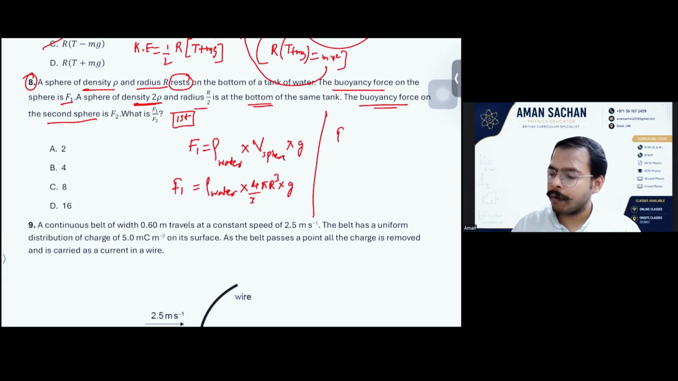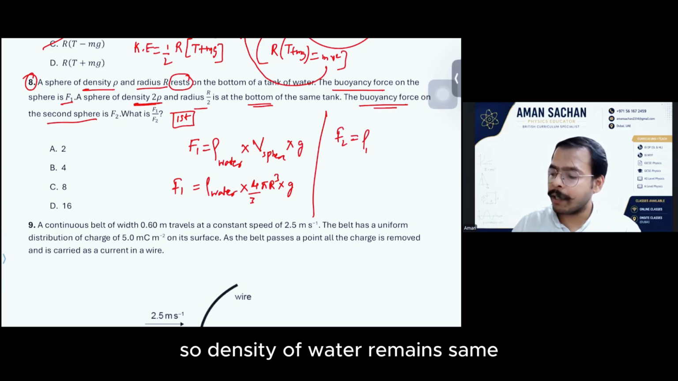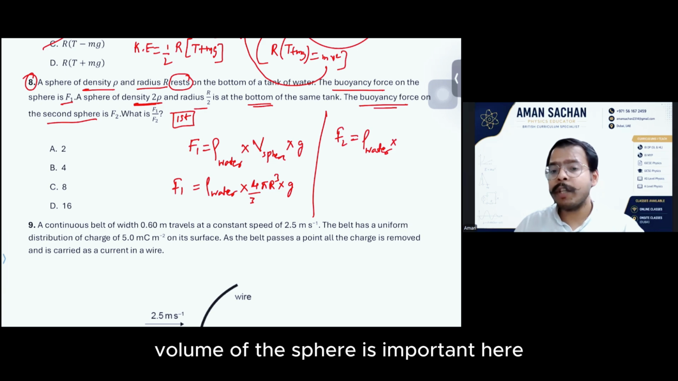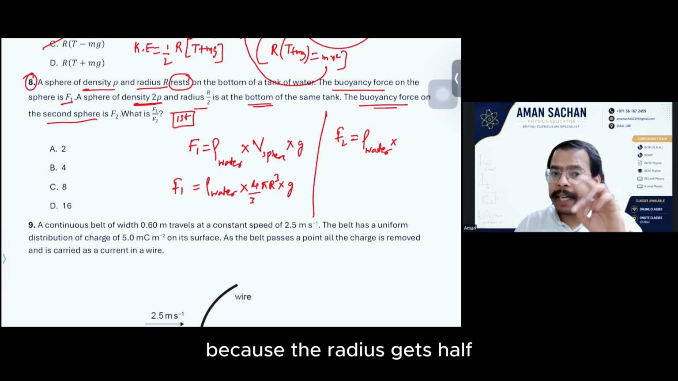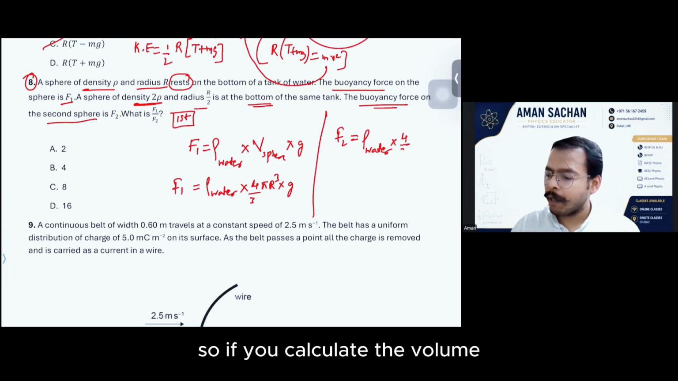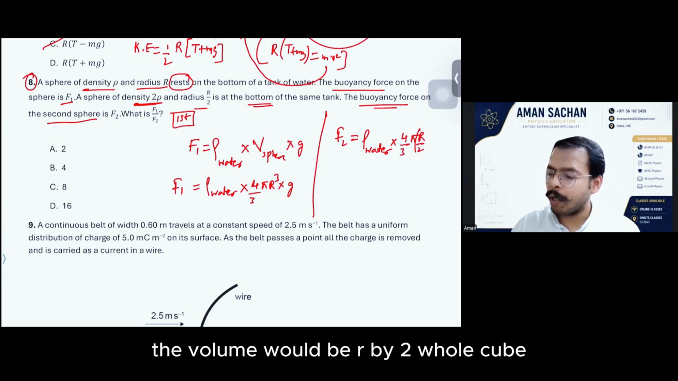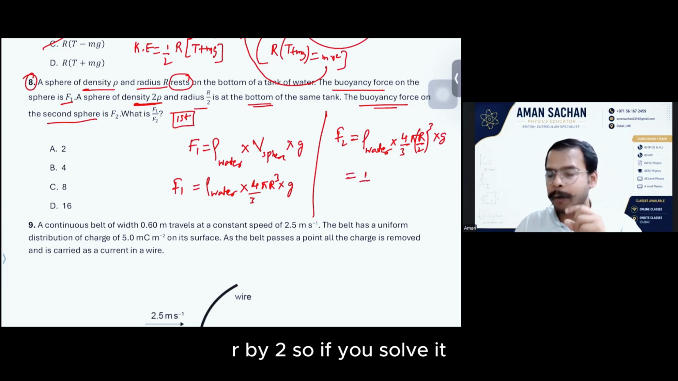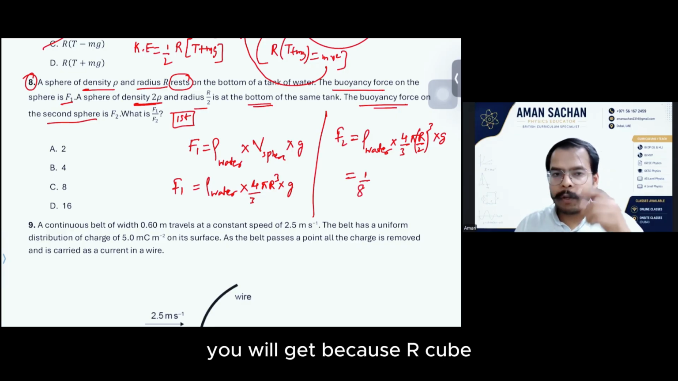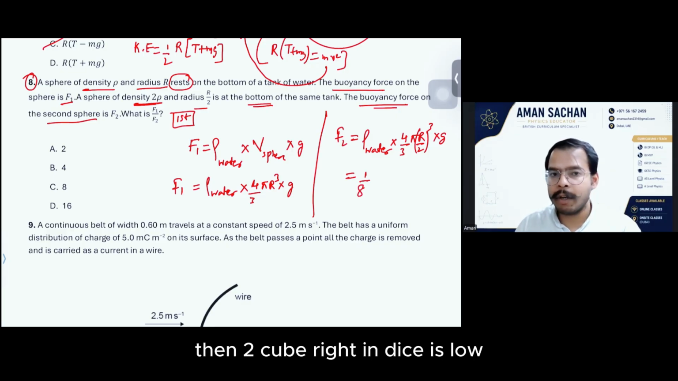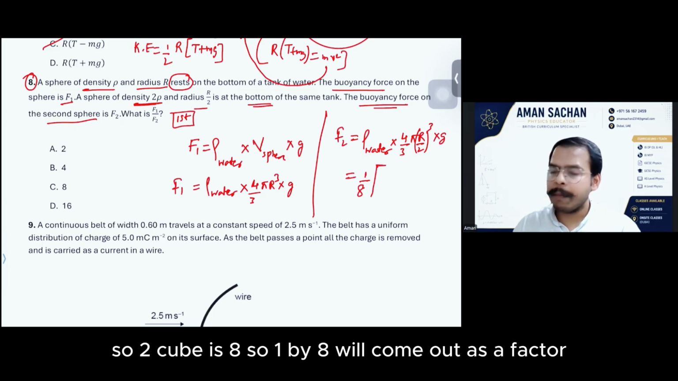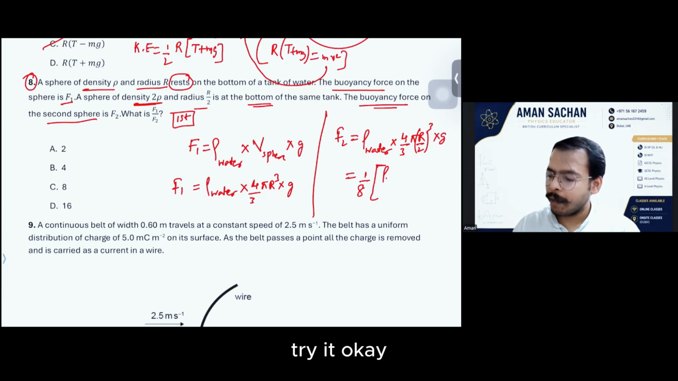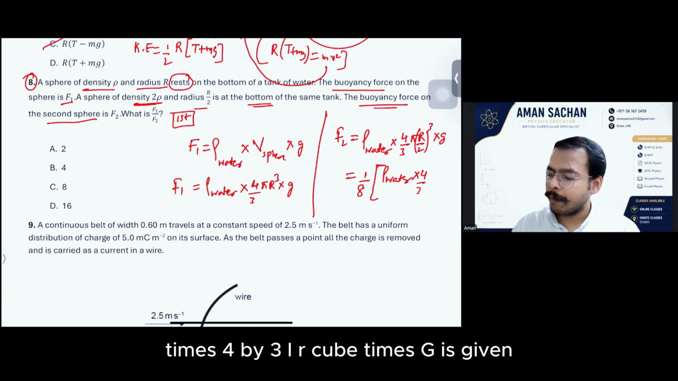Similarly, can we do F2? Density of water didn't change, so it remains the same. The volume of the sphere is important here because the radius gets halved. So the volume would be r by 2 whole cube, times g. Technically, you notice r cube over 2 cube, right? By the indices law, 2 cube is 8, so 1 by 8 will come out as a factor. Try it, okay? Then F2 is density of water times 4 by 3 pi r cube times g, with 1 by 8.